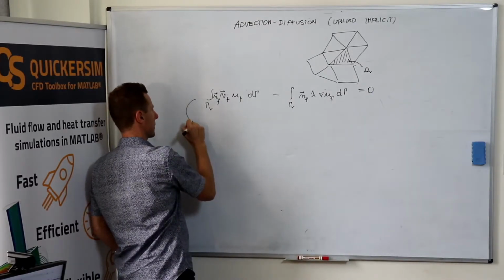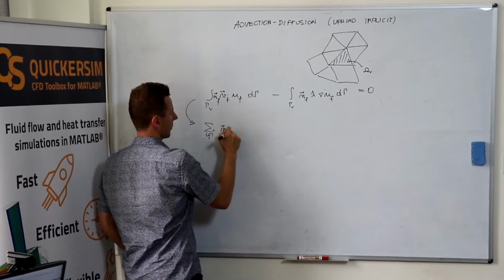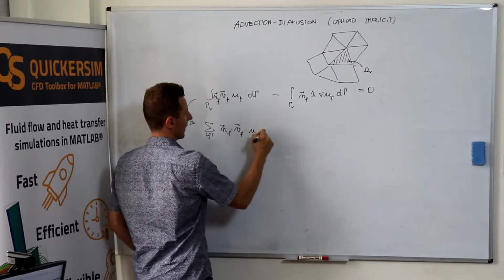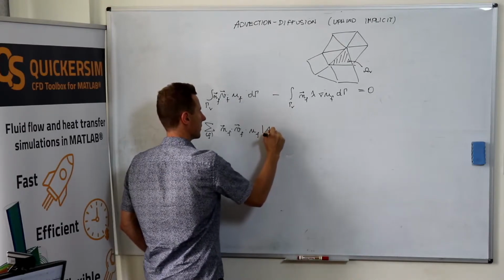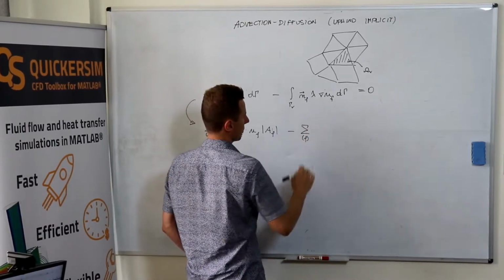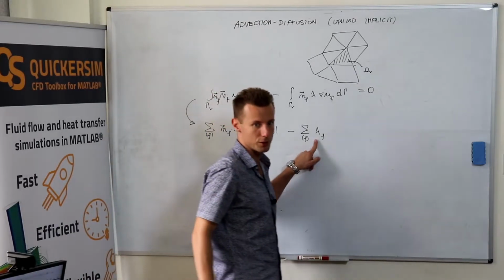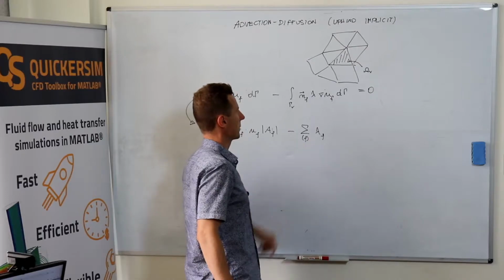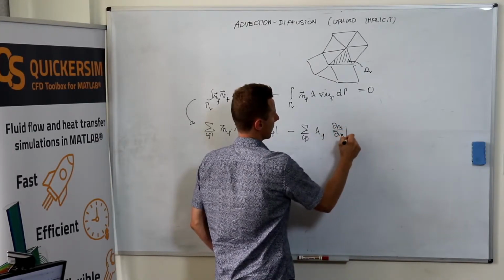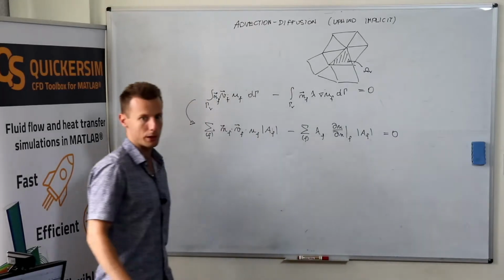So after discretization, what we come up with is the sum of all faces, unit normal vector at the face, times velocity at the face, times U at the face, times the surface area of the face, minus the sum of the faces, well, the unit normal vector, not really, lambda f that we discussed yesterday, the harmonic average if there is a variable lambda field, times dU/dn evaluated at the face times surface area of the face, equals 0, right?